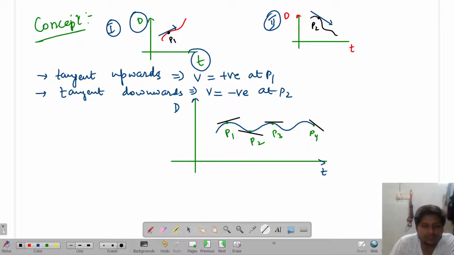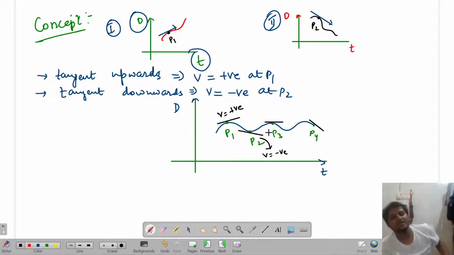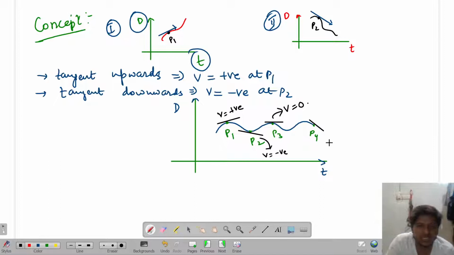Now, what is the meaning of all of these things? For point P1, velocity is positive. Got it? For point P2, velocity is negative. But what about point P3? At this maximum point, when the tangent becomes flat, the velocity is 0. For point P4, again the velocity becomes negative.